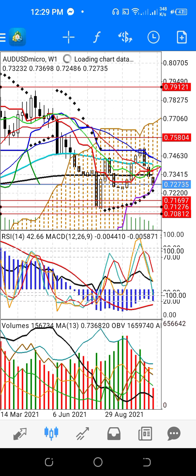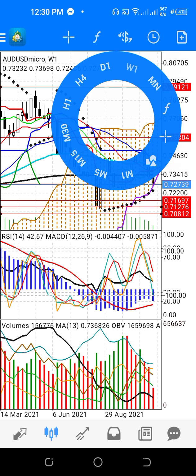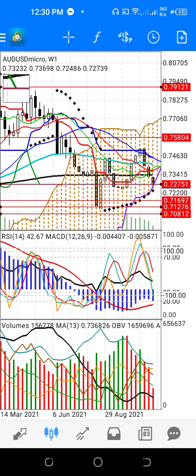We will check the weekly time frame. Okay, here guys, as you can see the price on the weekly is below the 200 moving average. And as I've said, the current price is sitting on the level of 0.72524. So in the weekly time frame for the Australian USD, the price now is sitting on this strong level of support.